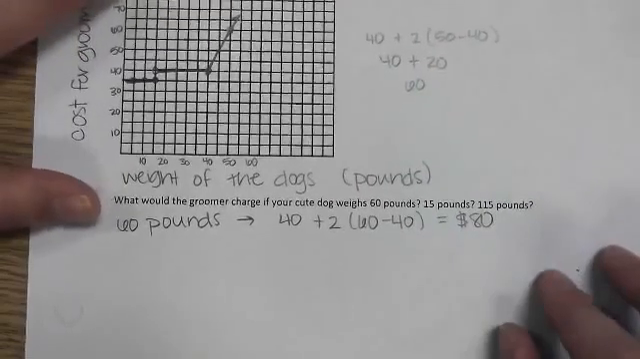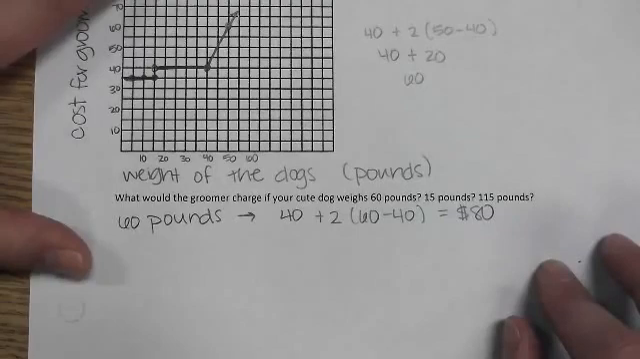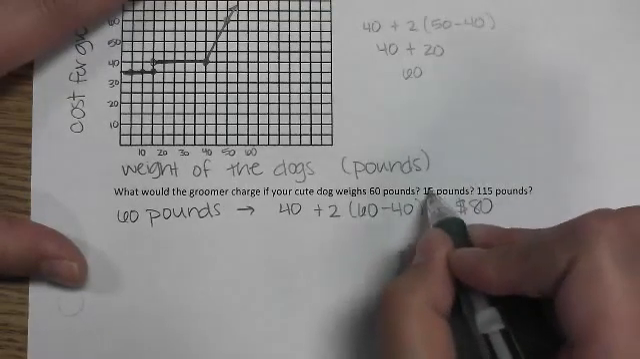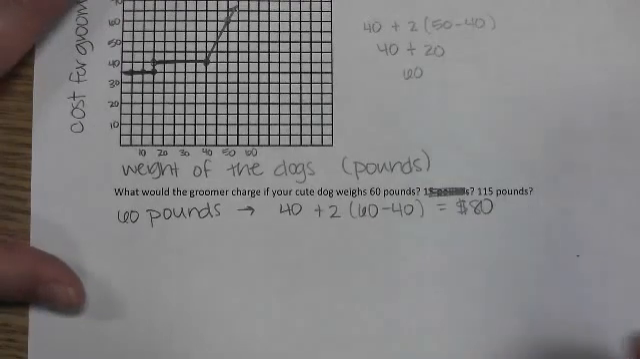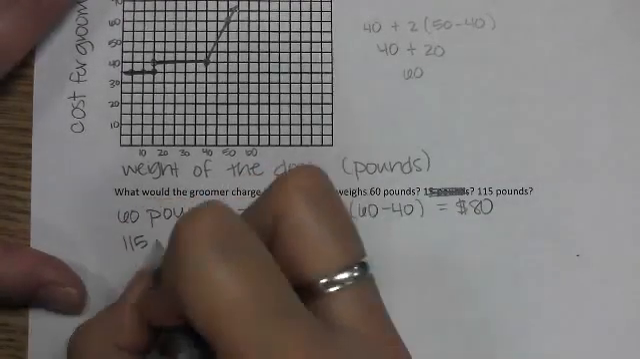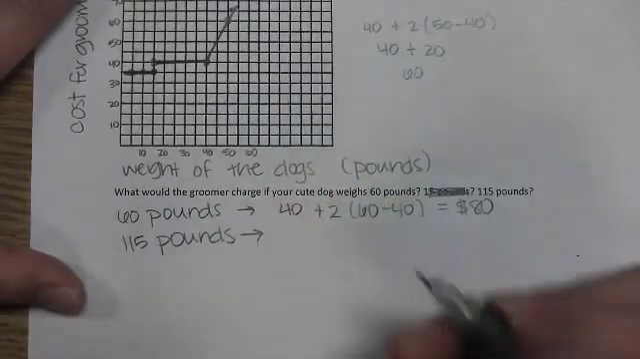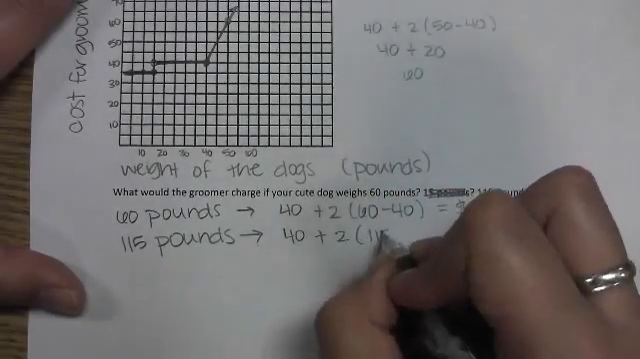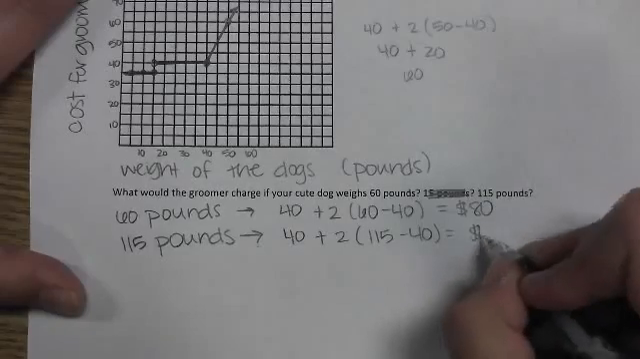Oh, you couldn't even see it. Sorry, my bad. So there's that part. That's what I was writing when I was talking. I know that I wrote 15 pounds, but I did not realize when I was typing this that was in the original problem already. So then let's go ahead and do 115 pounds. So 40 plus 2 times 115 minus 40, and that ends up being 190.